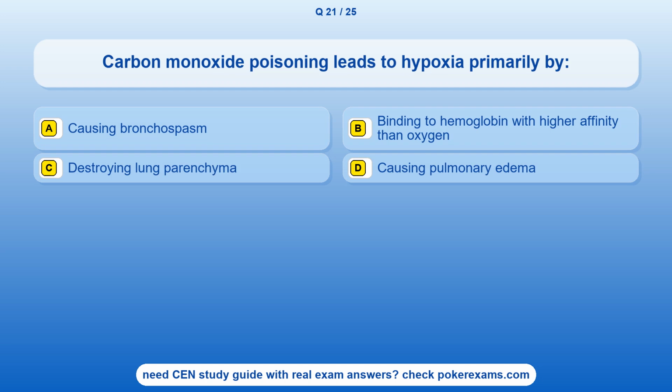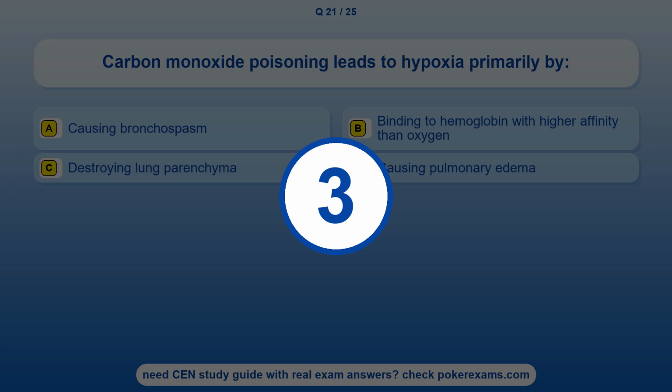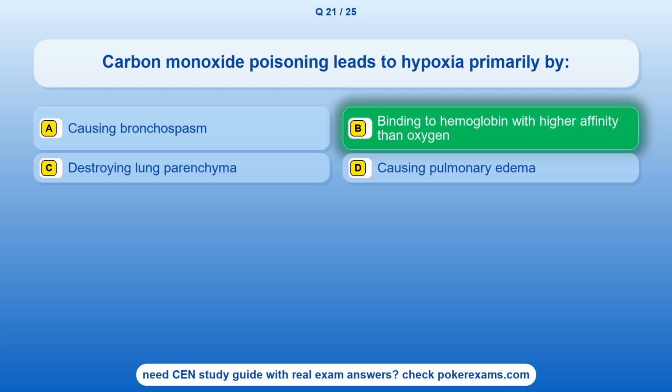Question 21. Carbon monoxide poisoning leads to hypoxia primarily by Option A, causing bronchospasm. Option B, binding to hemoglobin with higher affinity than oxygen. Option C, destroying lung parenchyma. Option D, causing pulmonary edema. The correct answer is option B, binding to hemoglobin with higher affinity than oxygen.